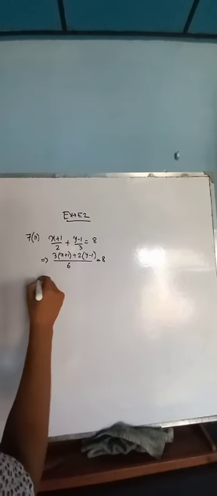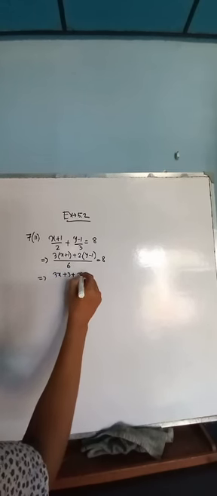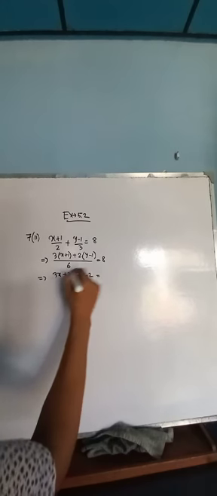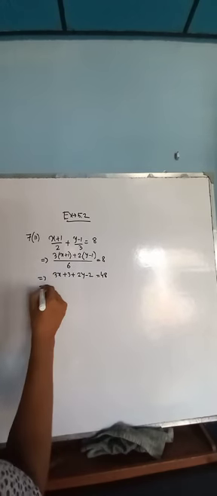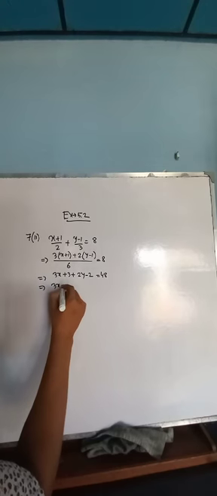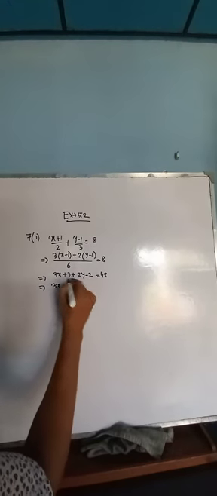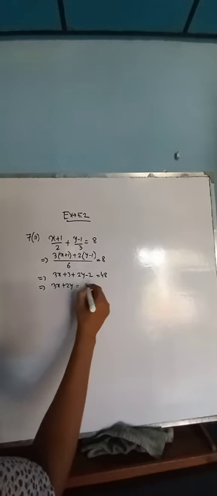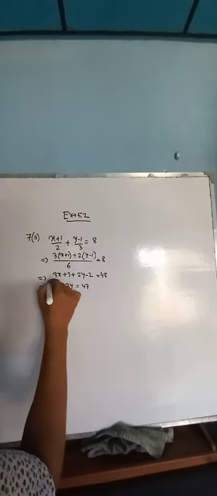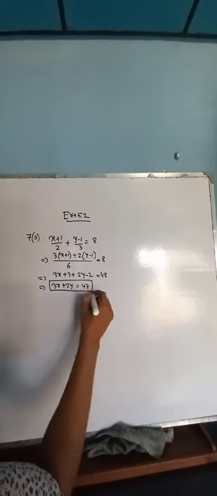So 3 times 2 is 6, that will be the LCM. Multiply by 3 on (x plus 1) and multiply by 2 on (y minus 1), is equal to 48. So 3x plus 3, 2y minus 2, do the cross multiplication, 48. So whatever I can get is 3x plus 2y. 3 minus 2 you can get plus 1, 48 minus 1, that is 47. You can get one equation.